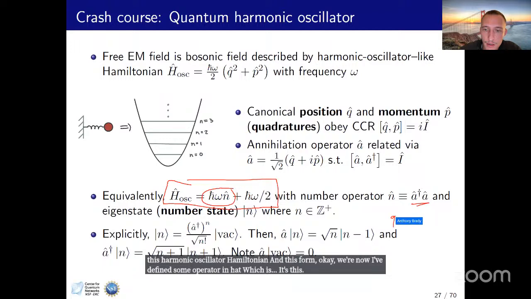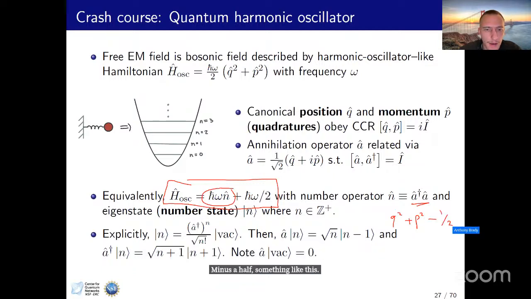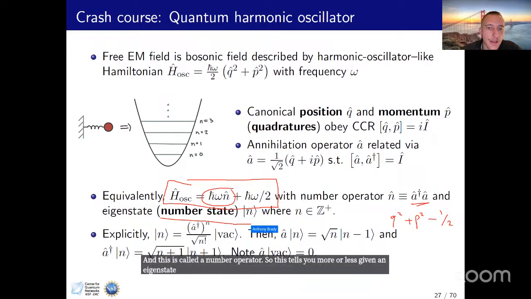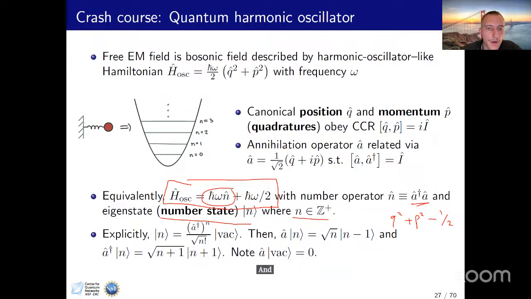It's actually q squared plus p squared, minus a half, something like this. And this is called a number operator. So this tells you more or less, given an eigenstate n of the Hamiltonian, so this number n, it's a positive integer. It could be zero, but it's 0, 1, 2, 3, 4, all the way up to however high you want to go. And the n operator tells you basically how many photons are in your state.